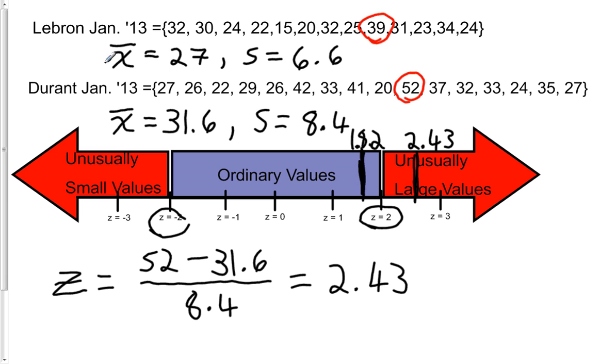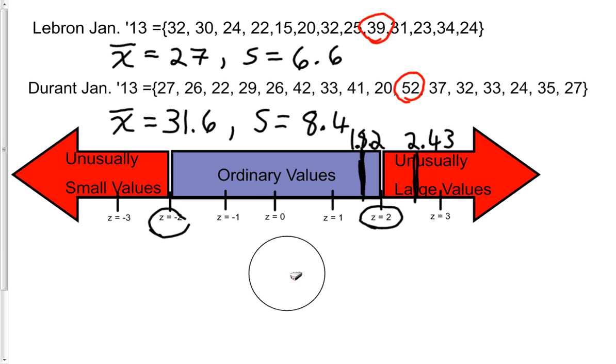All right, now let's look at the other side. Let's look at the lowest scores and find z-scores for them to see if they were unusual or not. We're going to get rid of this one. For LeBron James, in the month of January, his lowest point output was 15 points. Let's see where that ranks as far as z-scores, how many standard deviations that is away from the mean.